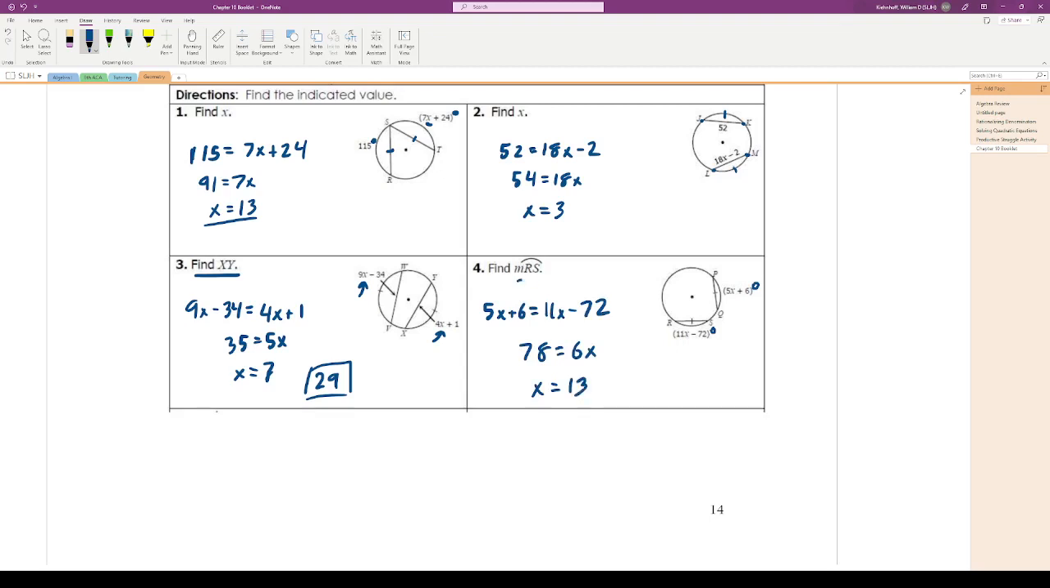And then we want to find the arc measure, so we plug 13 back in. 13 times 11 is 143 minus 72. So the measure of arc RS is going to be equal to 71 degrees. And we will include degrees. X was not in degrees because it's in the parentheses, but the arc measure should have a degree symbol.